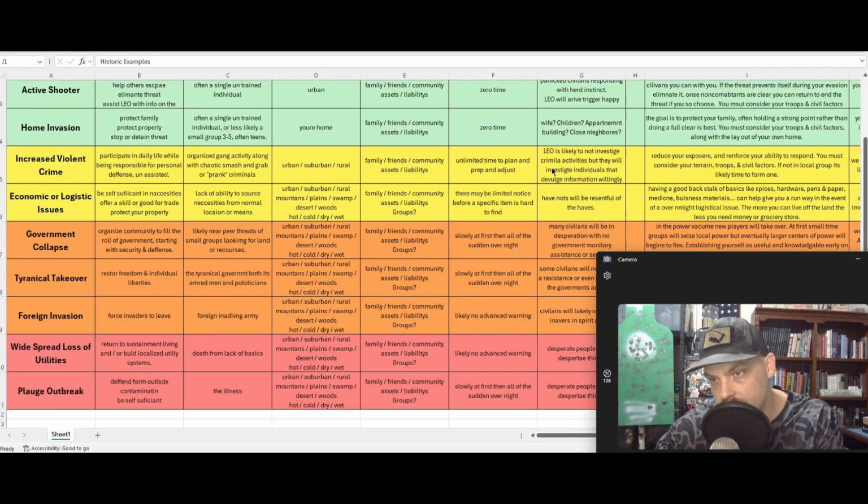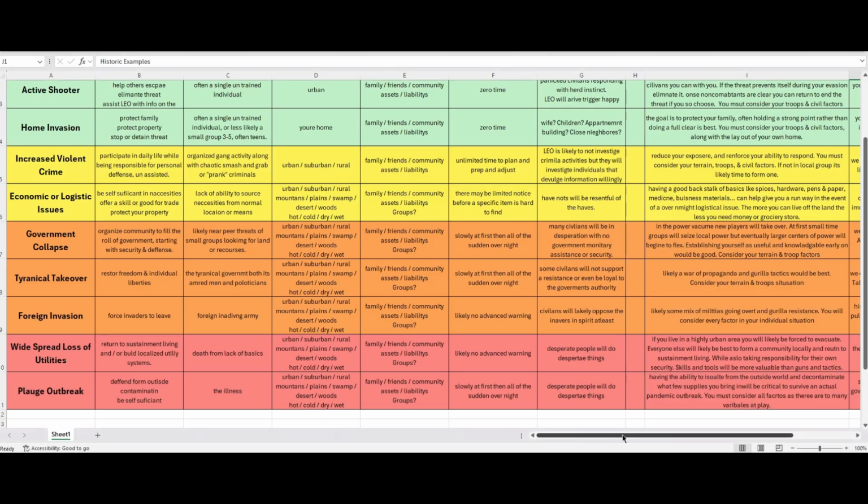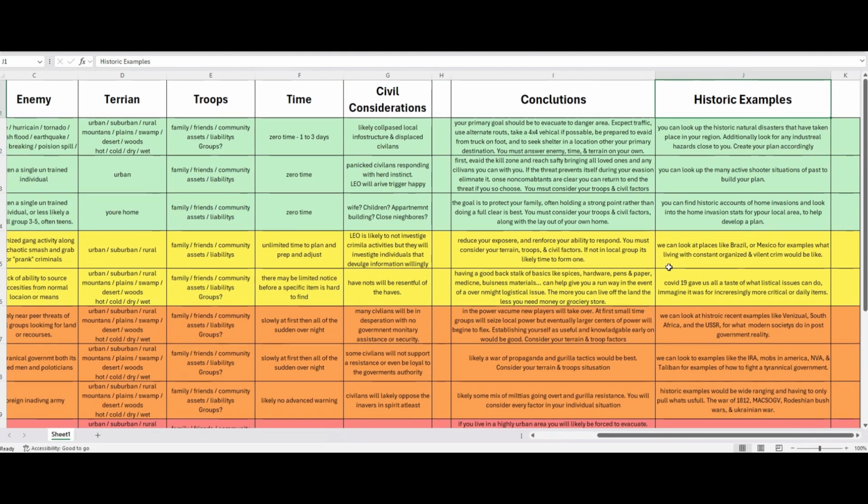Civil considerations. Law enforcement is likely to not investigate criminal activities, but they will investigate individuals that divulge information willingly. So act accordingly. All right. And conclusion, reducing our exposure, reinforcing our ability to respond. You must consider your terrain, troops, and civil factors. If not in a local community or group, it's likely time to make one.